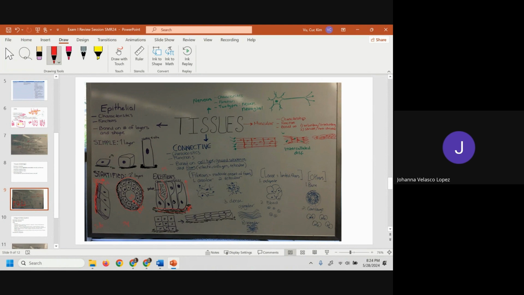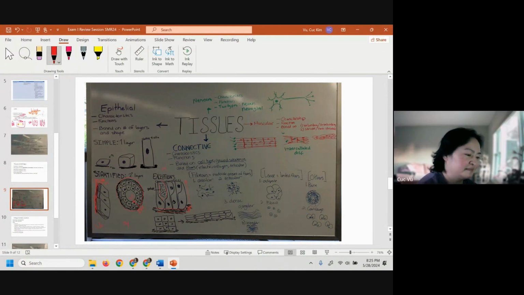Make sense? So simple columnar only has microvilli. It doesn't have goblet cells. No goblet cells. That's right. And pseudo-stratified has cilia and goblet cells. That's right. Okay, thank you. Very good. What would you call this one right here?